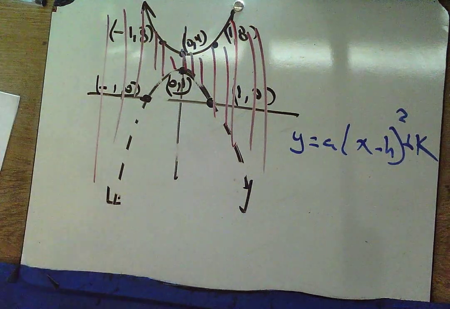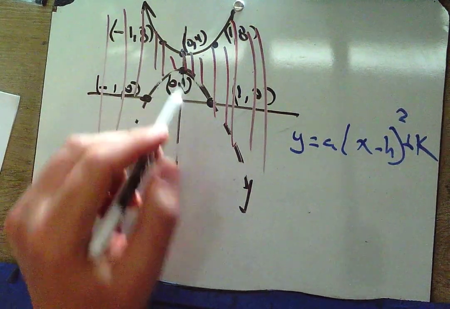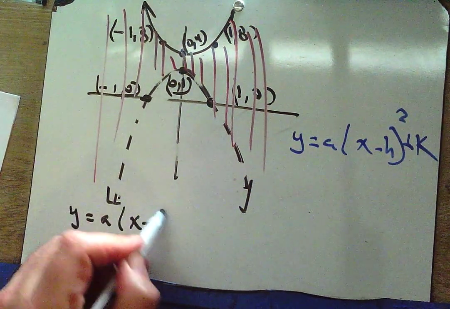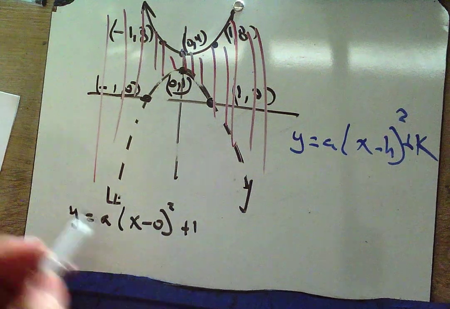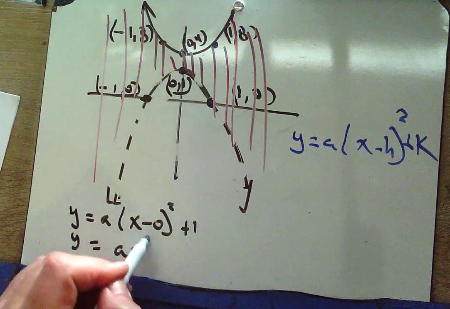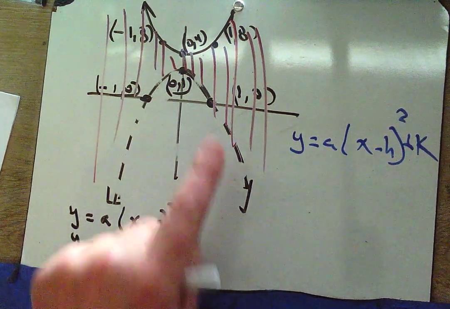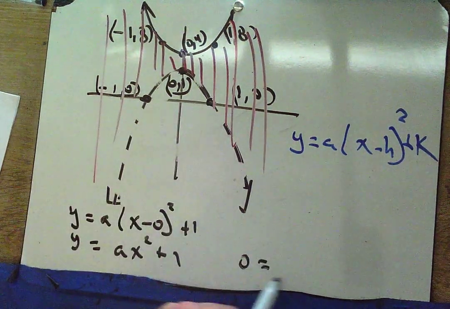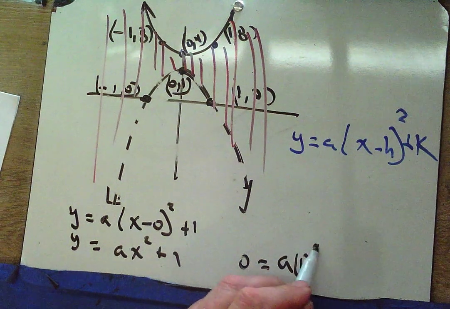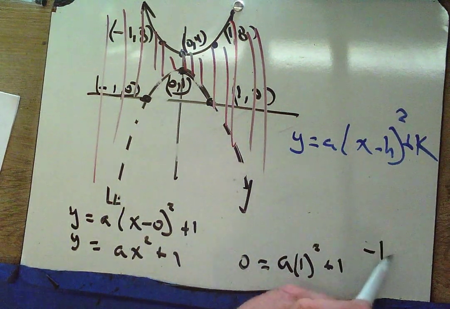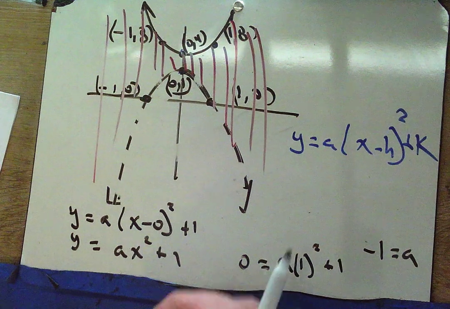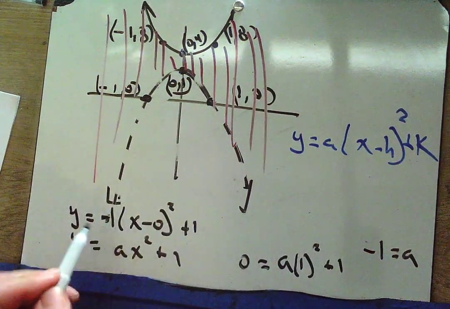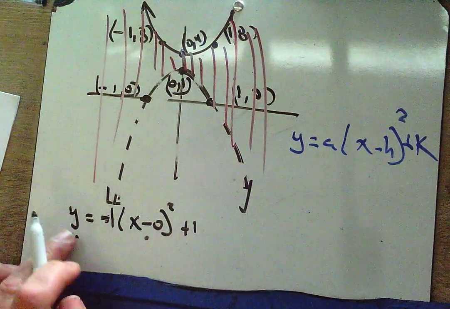All right, welcome back. So this one is y equals a(x minus 0) squared plus 1, or y equals ax squared plus 1. Now, if I plug in another ordered pair, like 1, 0, I have 0 equals a times 1 squared plus 1, or negative 1 equals a. So I've got my a value. A equals negative 1. That's one parabola.